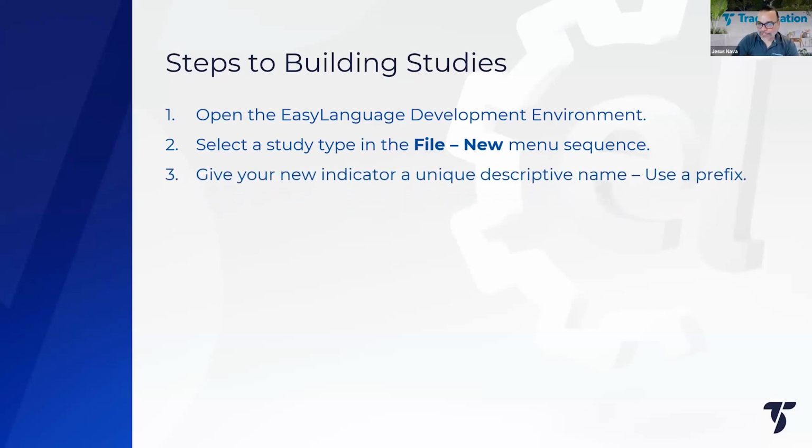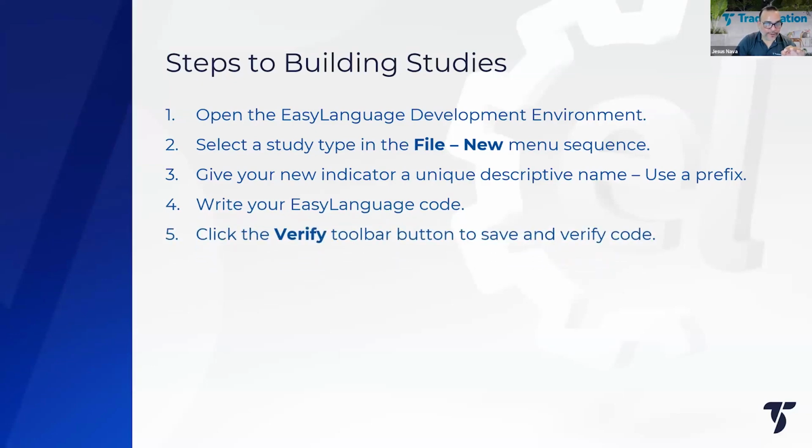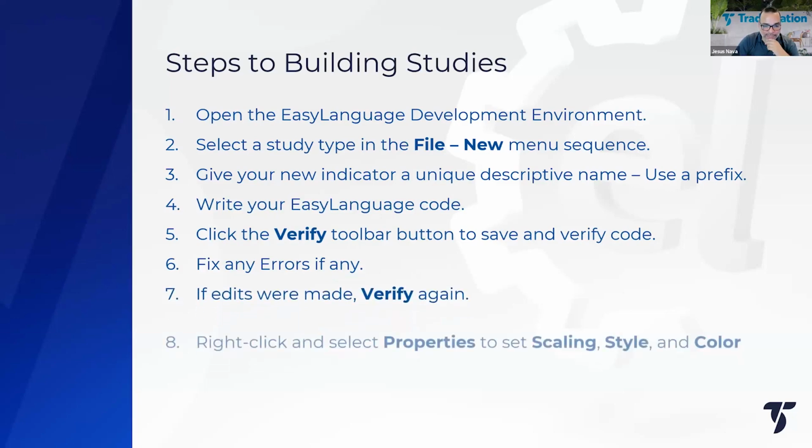You have to give your indicator a descriptive name. We do recommend using a prefix, and I'll show you why. Then we write our code. We verify the code to make sure that the EasyLanguage development environment is able to read through it without any blocks. It doesn't really check accuracy, but it just checks that everything is in order. You have to fix errors if it finds any. And then you have to edit the code and verify it again.